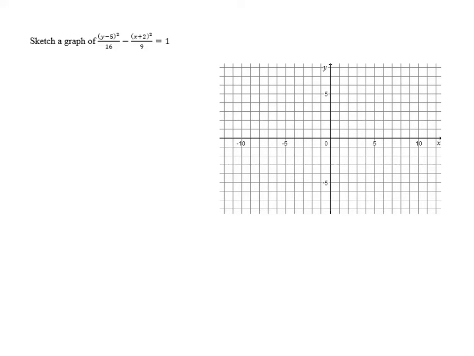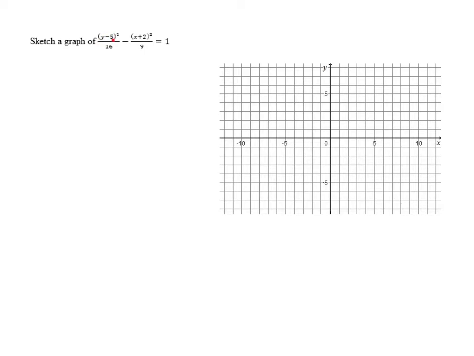Sketch a graph of (y minus 5) squared over 16 minus (x plus 2) squared over 9 equals 1. Here we recognize this as the equation of a hyperbola because the y squared term is positive and the x squared term is negative. However, the hyperbola has been shifted.